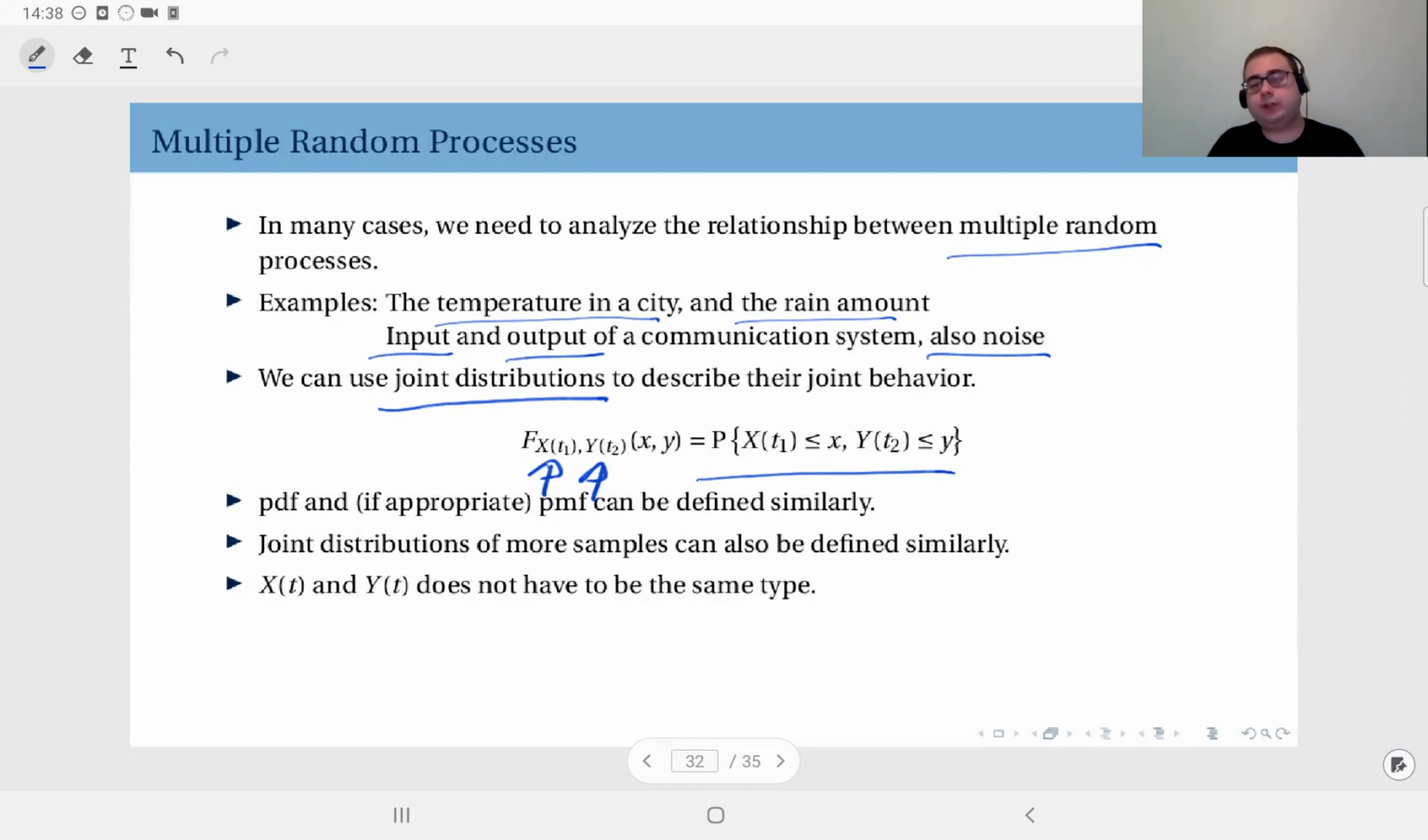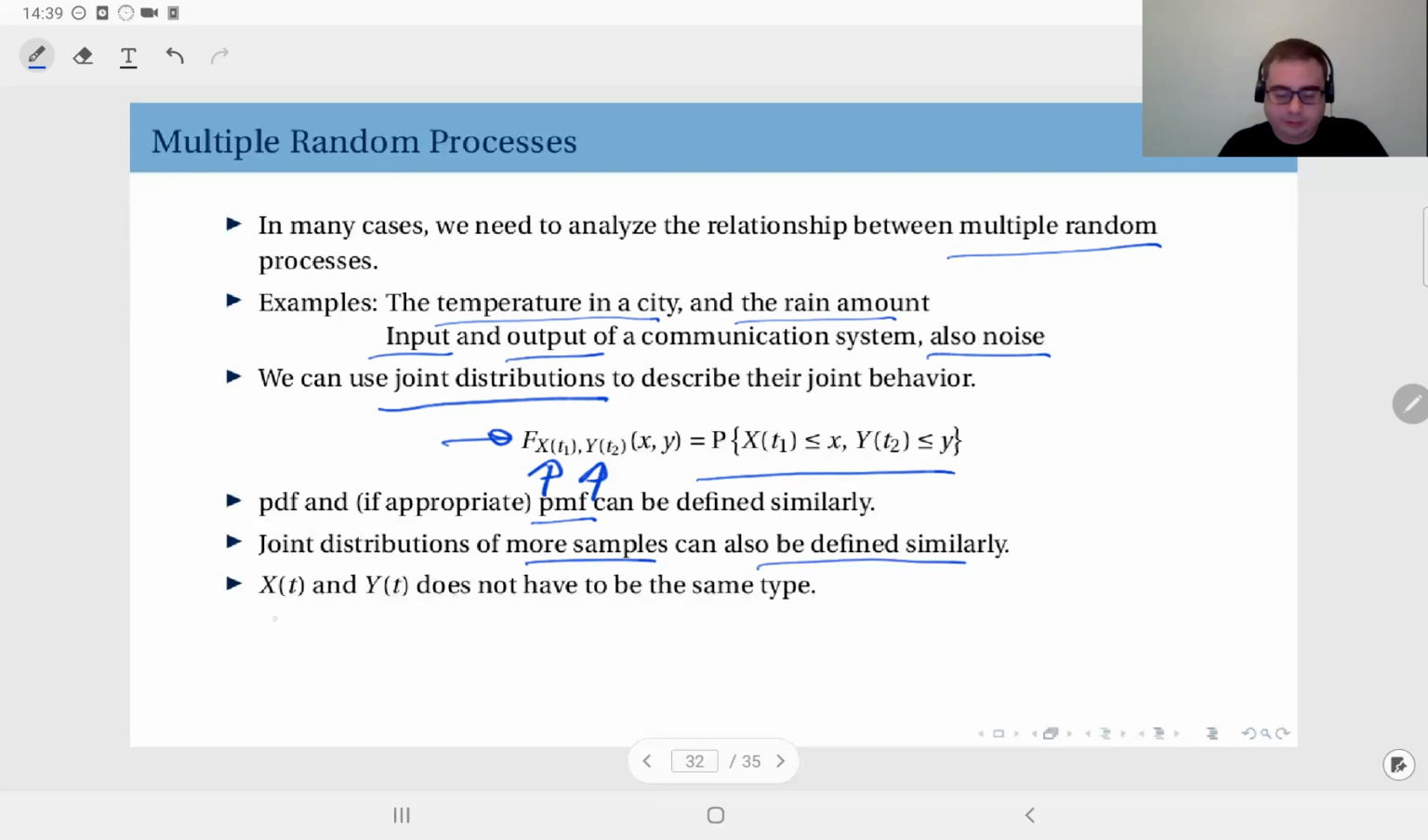And what you are dealing with is, you can think of it as a random vector. Whatever we have done earlier regarding random vectors, they all apply here. But of course, you have this joint CDF here. From this, you can define joint PDFs. And if you have discrete valued random processes, you can also define joint PMFs if it is appropriate. And more samples can be defined similarly, as I have just mentioned.